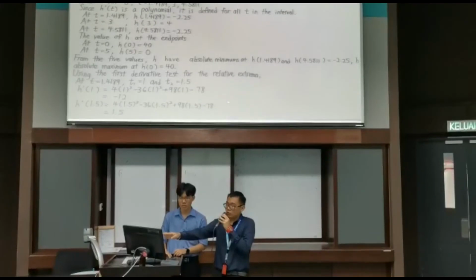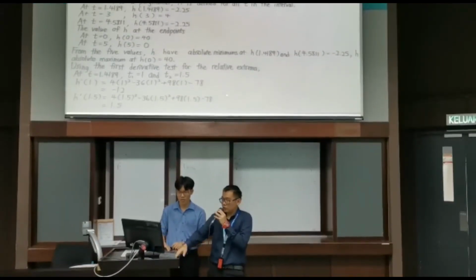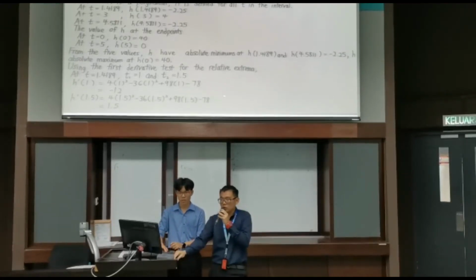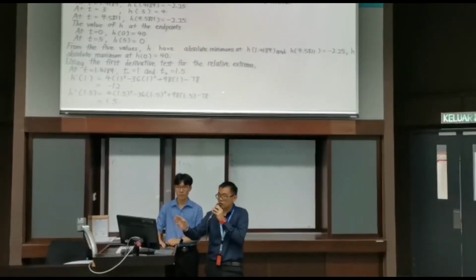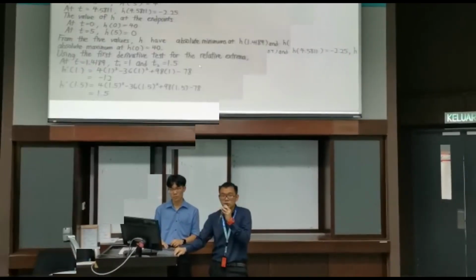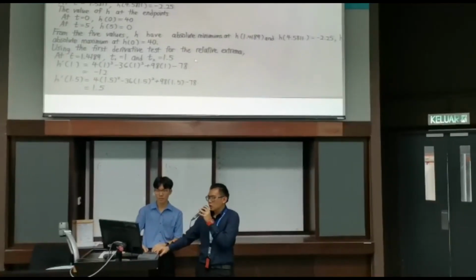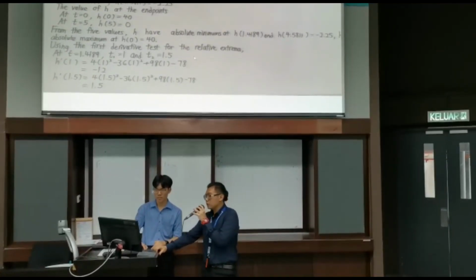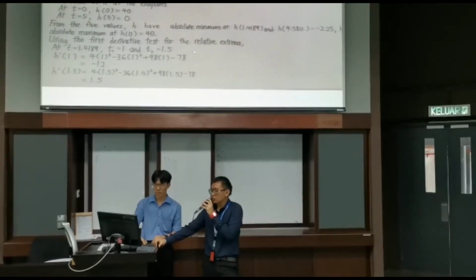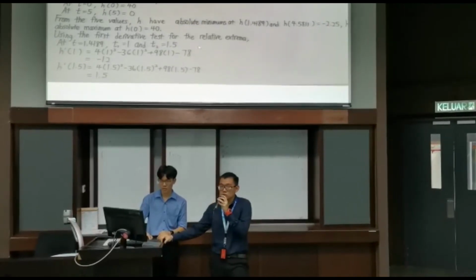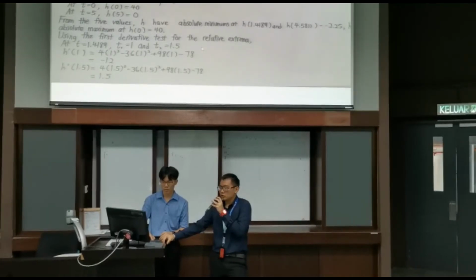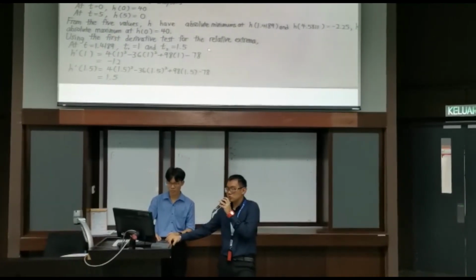Then we are going to find the value of h at the end points. When t equals 0, h is equal to 40. When t equals 5, h is equal to 0. So from the 5 values, h has absolute minimums at t equals 1.4189 and t equals 4.5811, which is negative 2.25. h also has an absolute maximum at t equals 0, which is 40.